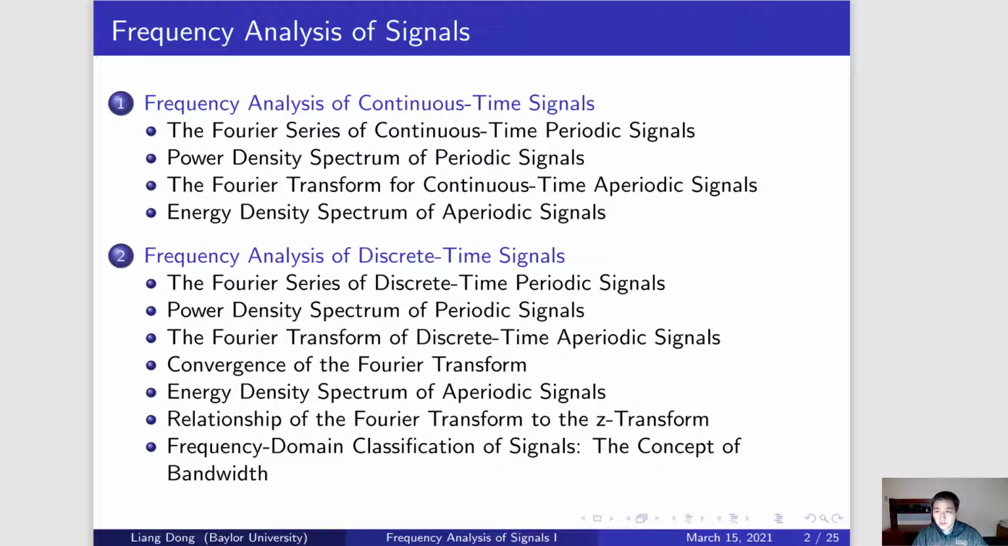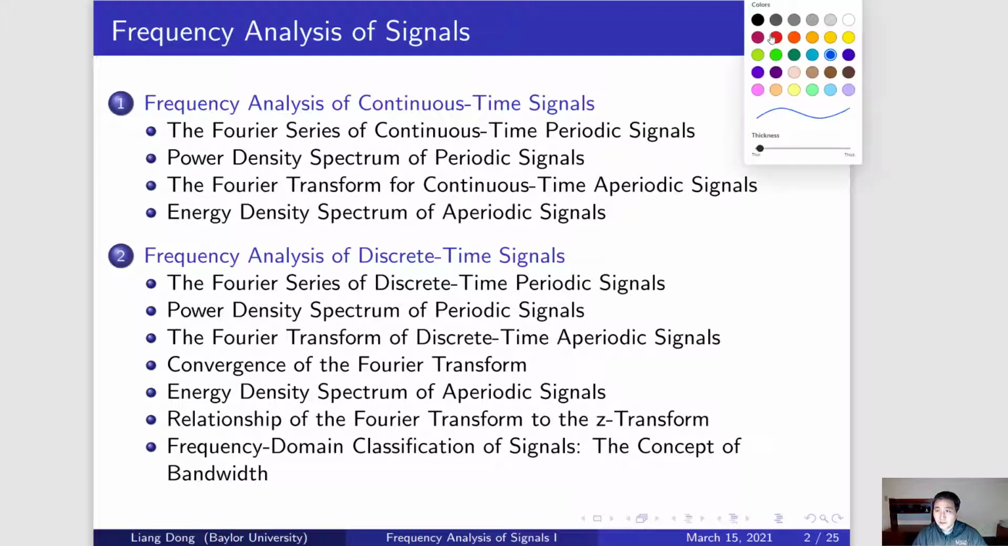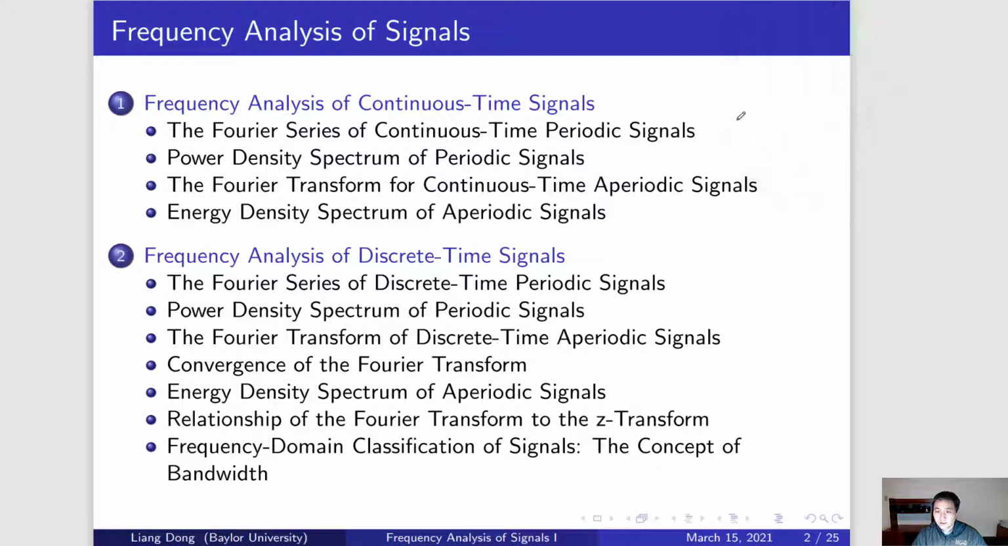Continuous time signal is signal x(t) as a function of time, continuous time t. Discrete time signal is signal x(n), that is a function of integer index n, the time index.